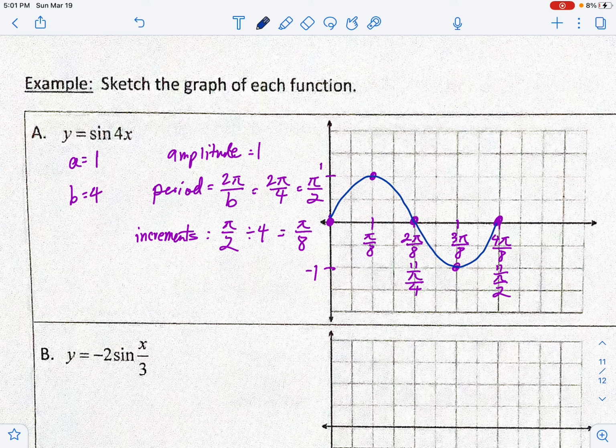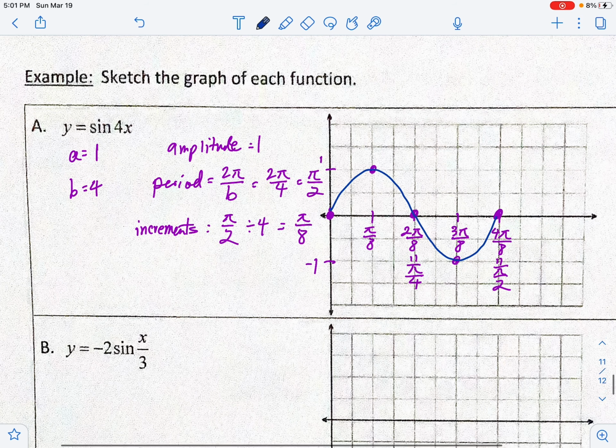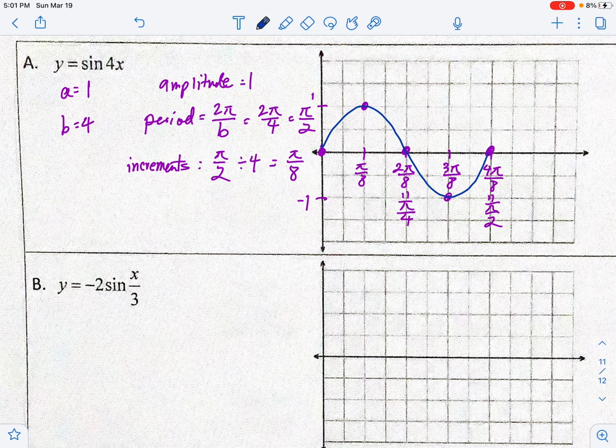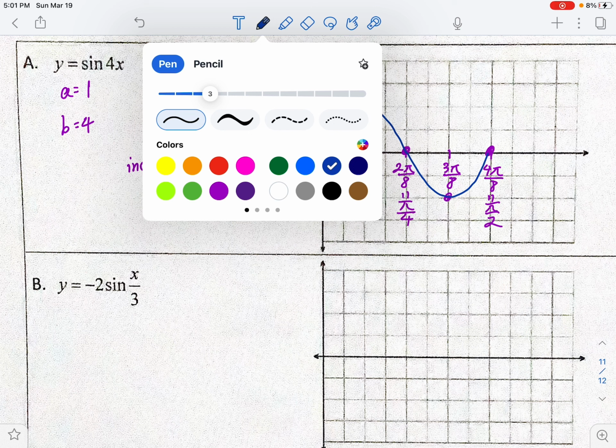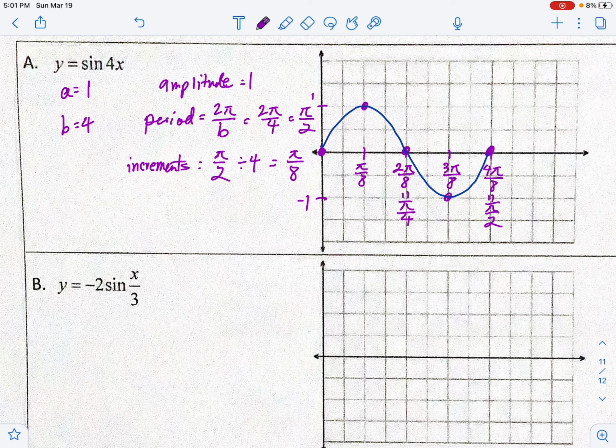And that is one full cycle of sine 4x. Let's look at another sine graph. This time we have a different amplitude. We have a -2 amplitude. So A equals -2, B equals, this time it's not 3. You can rewrite x over 3 as 1/3 times x, meaning our B value is going to be 1/3.